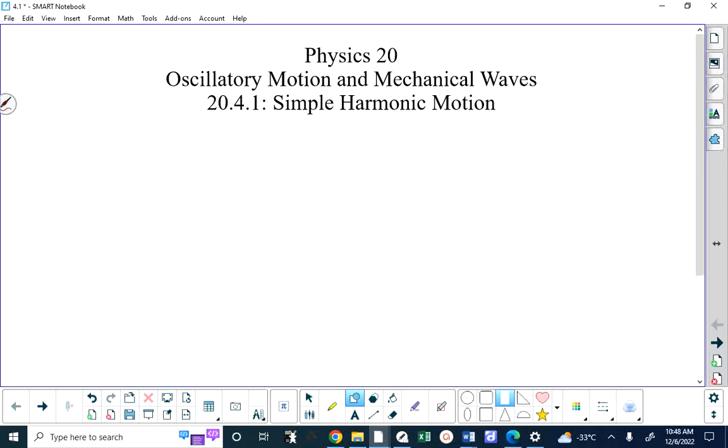Or we can talk about the object just moving around and around and around, which brings up the idea of periodic motion. And in fact, if you were to take a look at the motion of this mass on this spring, it's very similar in some ways, other than the fact that it's moving up and down rather than back and forth. It's very similar to circular motion.